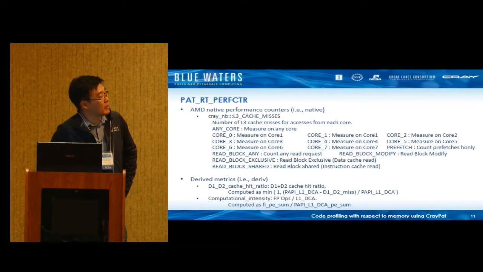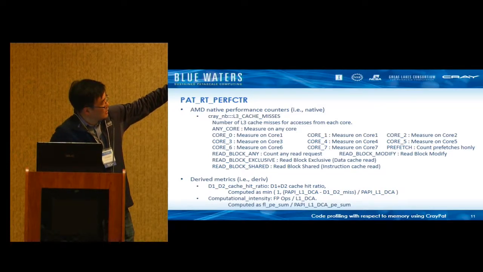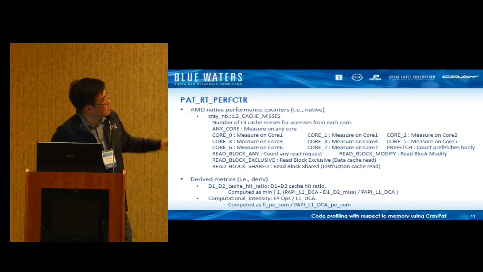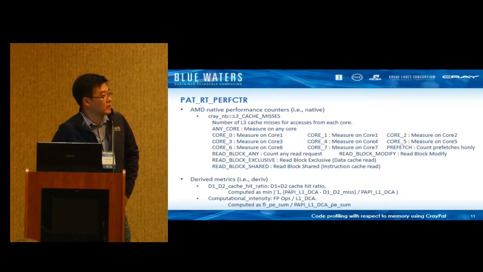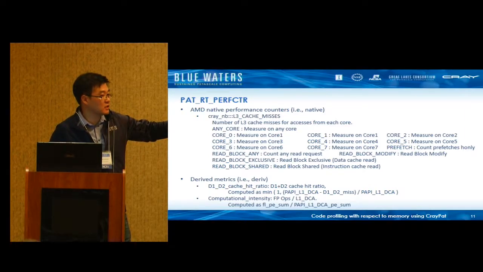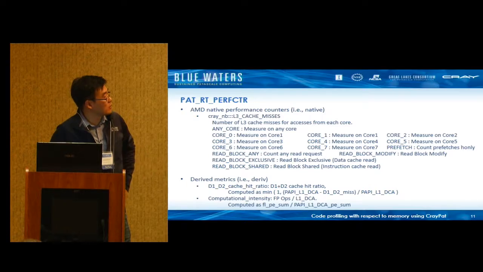If you want to see some L3 cache miss, you can choose this Cray L3 cache miss, and it has several subgroups, and you can also choose one of them. And another group is derived metrics, which is called derived. This is computed from the PAPI counters and AMD native counters. So, for example, if you want to know the L1, L2 cache ratio, it will be computed using this equation. Or if you are interested in computation intensity, for example, for roofline analysis, the x-axis is computation intensity. So if you choose that, you can also get that data.